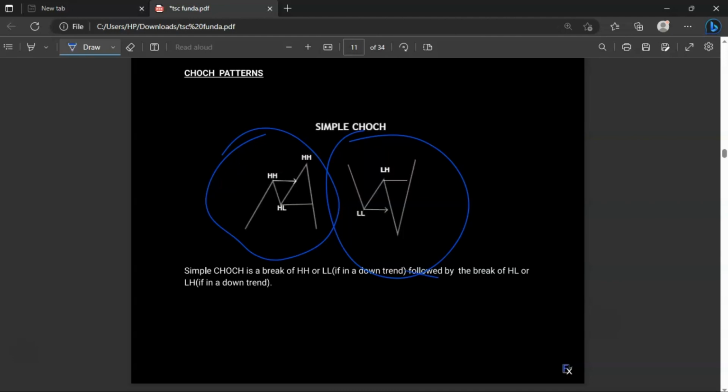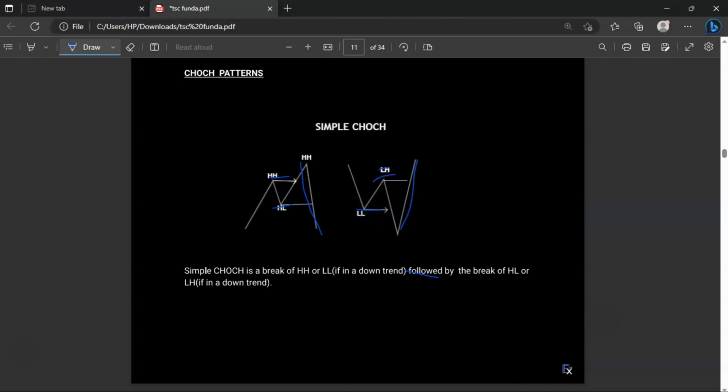A simple chop is a break of a higher high or higher low, or in a downtrend, a break of a lower low, followed by a break of a higher low or lower high in a downtrend. Same concept. So in this uptrending scenario, you get this break of a high, then followed by a break of a low. That is what makes a change of character a change of character. In a downward scenario, you get a break of a lower low followed by a break of a lower high, which means it's kind of a flip. Sometimes we call it the flip. That instant change within the substructure.